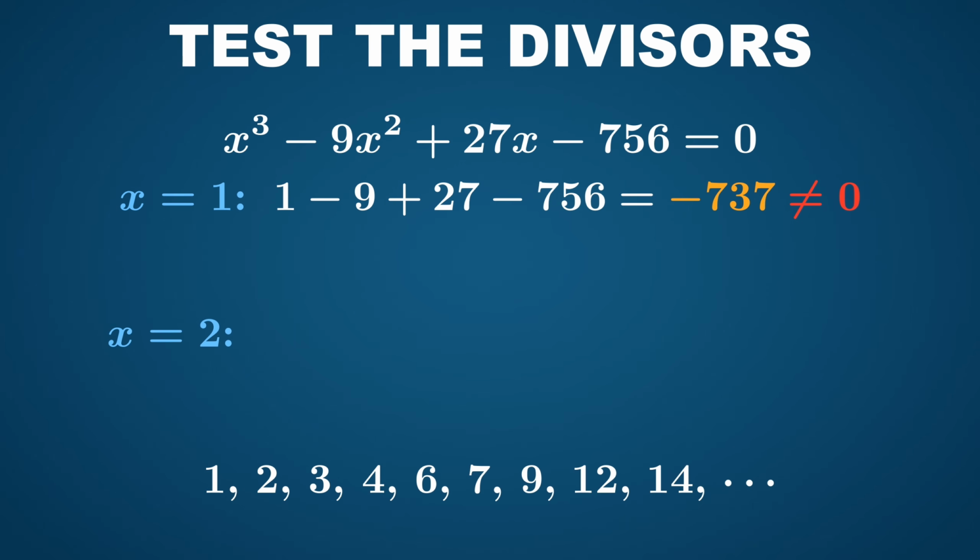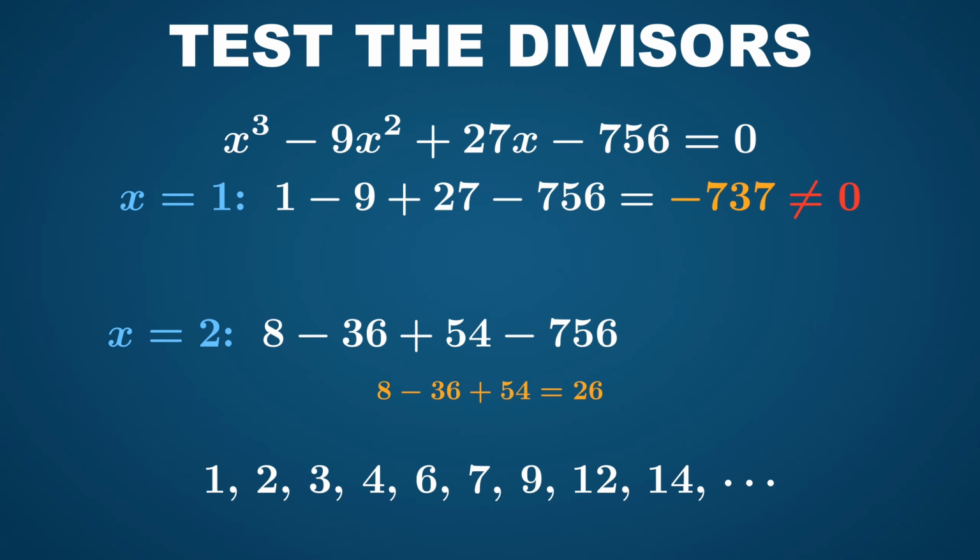Next we substitute x equals 2 into the whole cubic. 2 cubed is 8, and 9 times 2 squared is 9 times 4, or 36. The linear part, 27 times 2, contributes exactly 54. So the total is 8 minus 36 plus 54 minus 756.